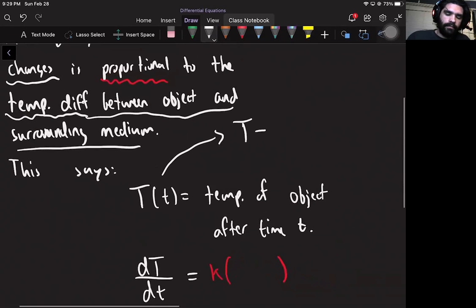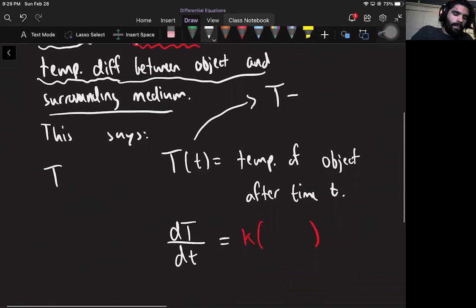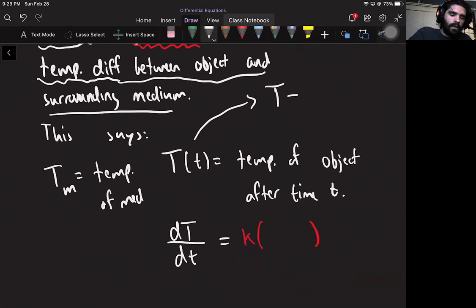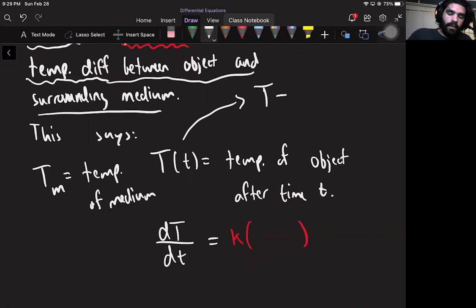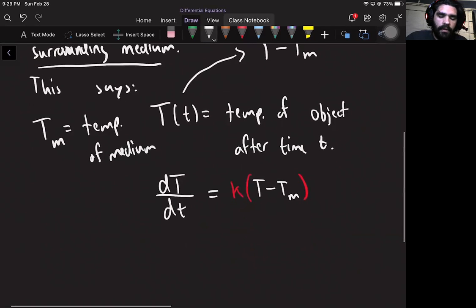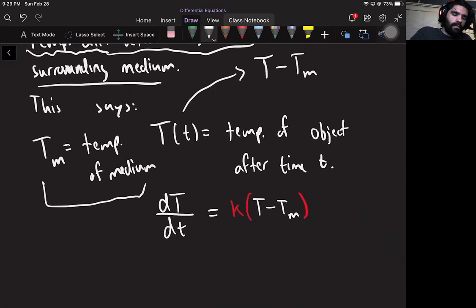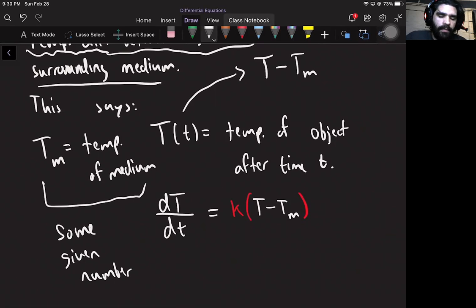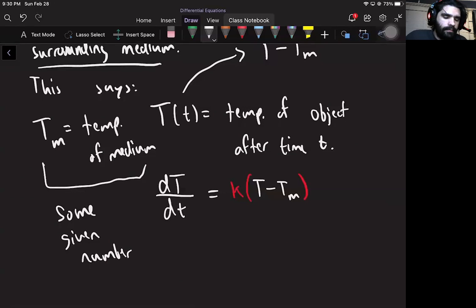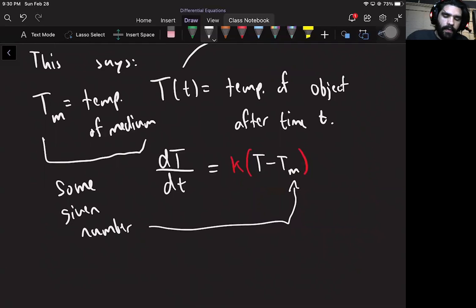So I need to name that. And I guess I'll write the name down over here. I'm going to call it T with a subscript M. So this is the temperature of the medium. So how quickly the object changes temperature, the derivative of T, is proportional to K times T minus Tm. That's the temperature difference. So that's what's going to go here. And typically what you do is you assume that this is just some constant number, some given number, like the room is 100 degrees or 0 degrees or something like that, or the water is that cold or hot. And so you just go ahead and plug that in there. But in any case, this is the differential equation describing the situation.